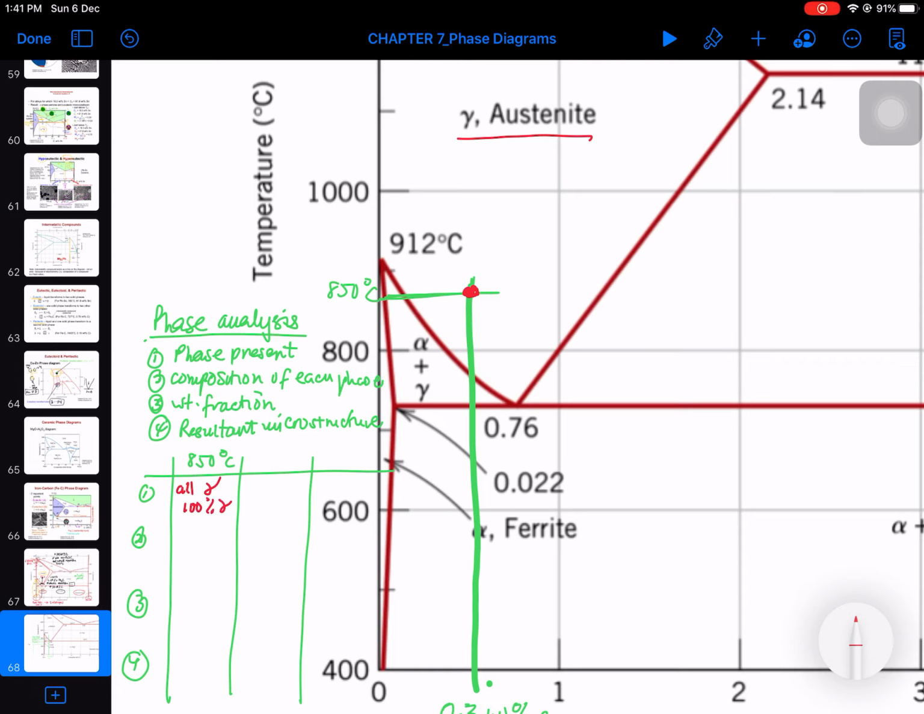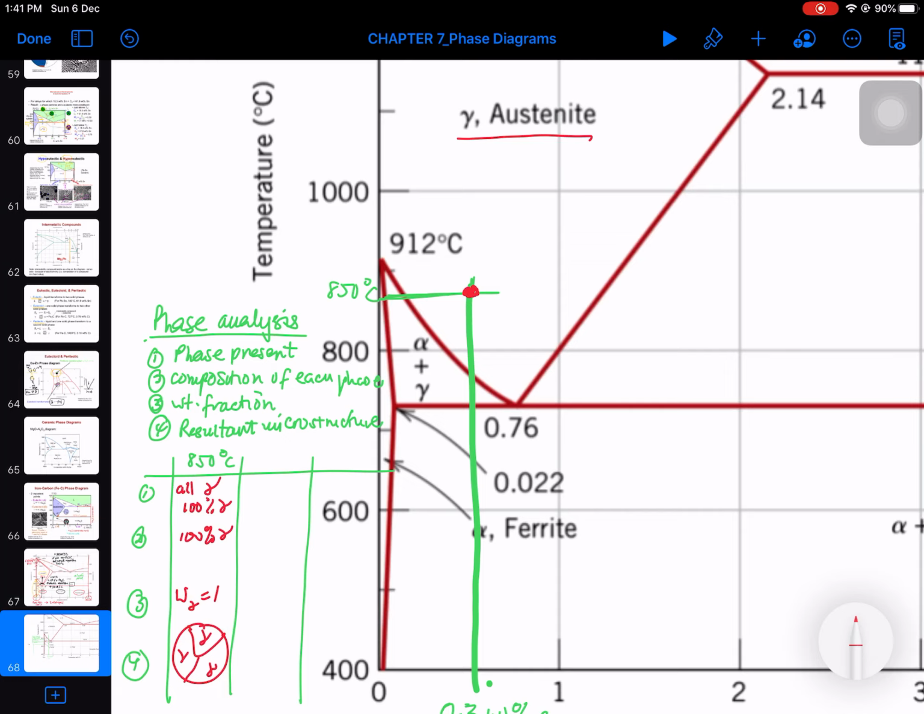Number 2 is the composition of each phase. So it's 100% austenite. The weight fraction of austenite is 1, because everything is austenite, and the resultant microstructure is grains of austenite. And then let's say we take another temperature.